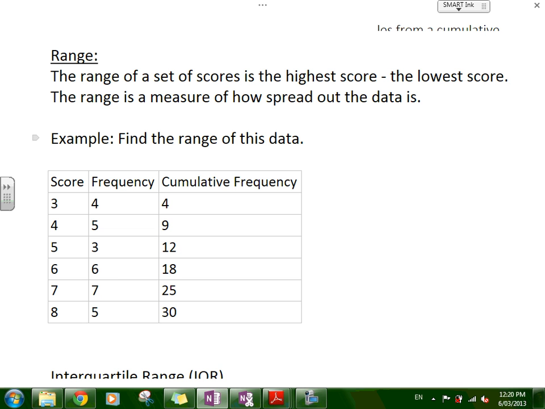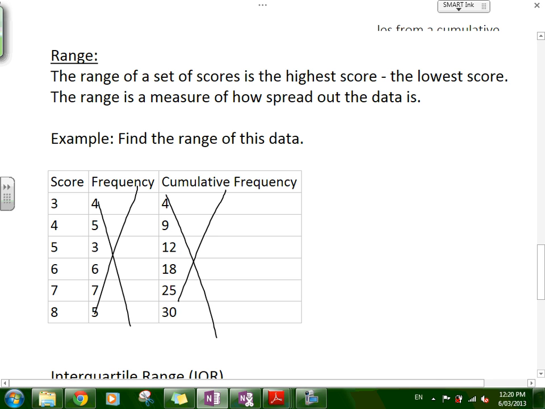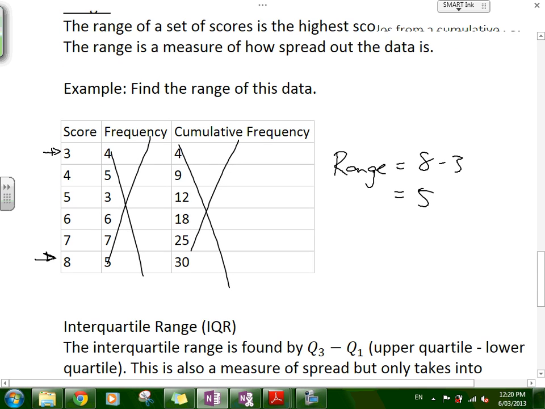Now, what is the range of this data? Of this example? A minus 2. So that's important. You don't look at the frequency. You don't look at this. You don't look at this. You're just looking at the scores. The lowest score is 3. The highest score is 8. So the range is equal to 8 minus 3, which is equal to 5. Right? So that's what the range is. If you have just a list of numbers as a data set, simply the highest one minus the lowest one. Right? I think that's pretty straightforward for everyone here.